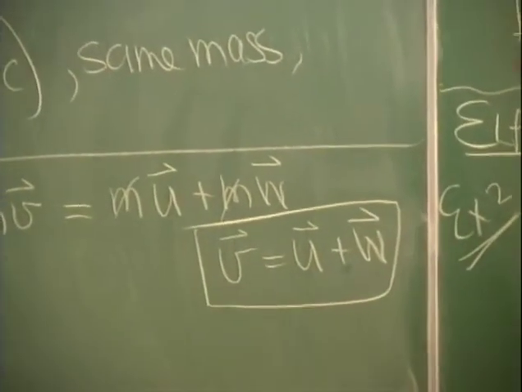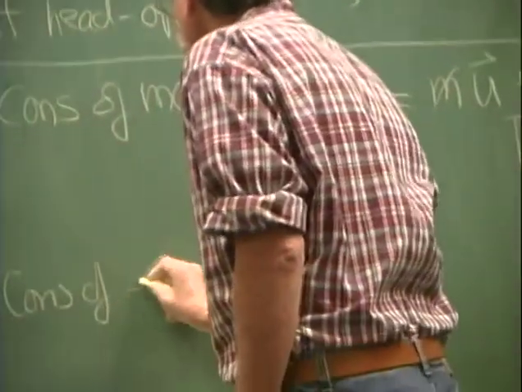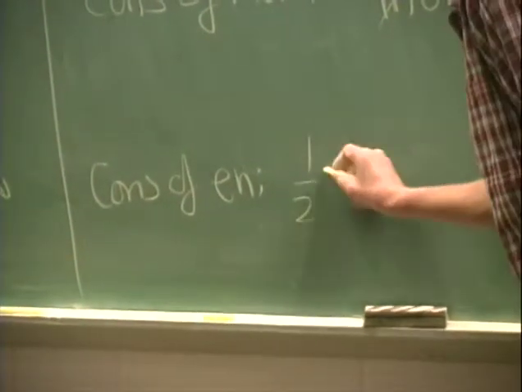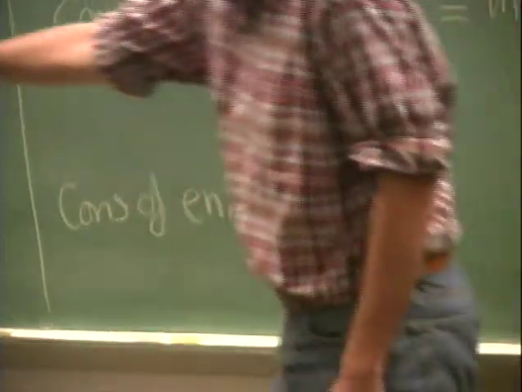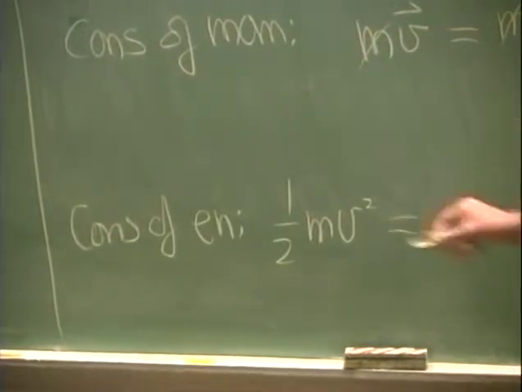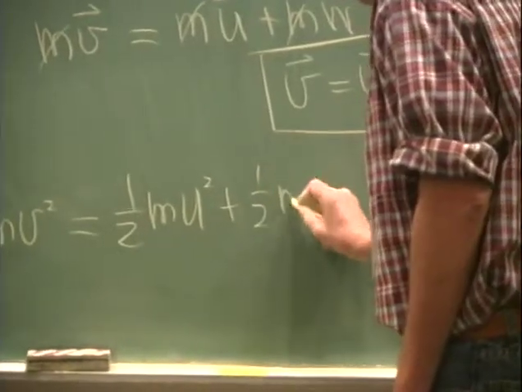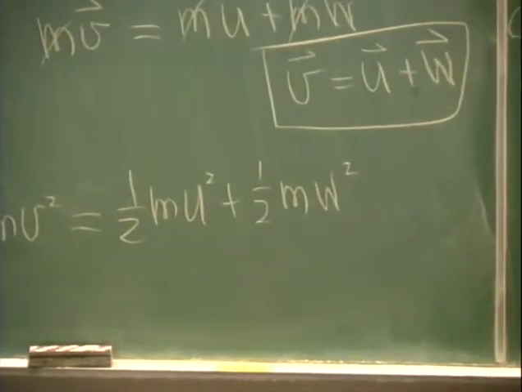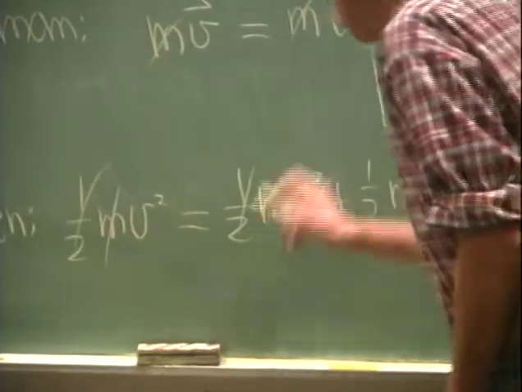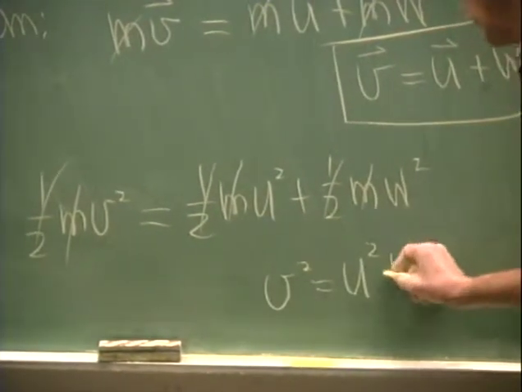How about conservation of energy? Because this was an elastic collision, conservation of kinetic energy, of course: 1/2 m times v squared, no vector sign, this is just the magnitude squared, is equal to 1/2 m u squared plus 1/2 m w squared. Cancel 1/2 m. v squared is equal to u squared plus w squared.